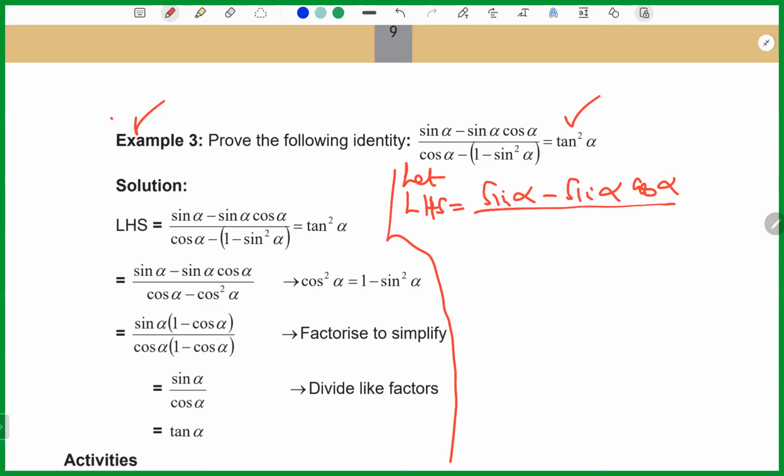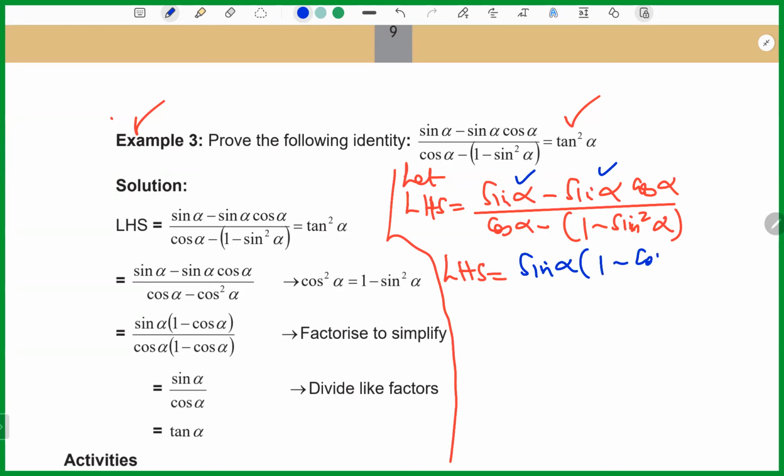sine alpha cosine alpha, 1 minus sine squared alpha. And this is the left-hand side. So at this point, you're going to factor this out and have the sine of alpha, which is 1 minus cosine alpha. If you take out the common factor, the sine of alpha, you cross it out, and then you're left with 1s in the place of the crossed out common factor.